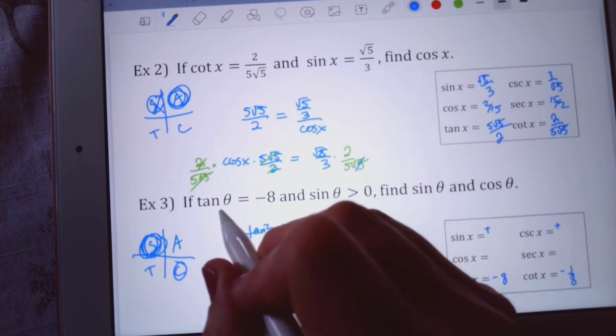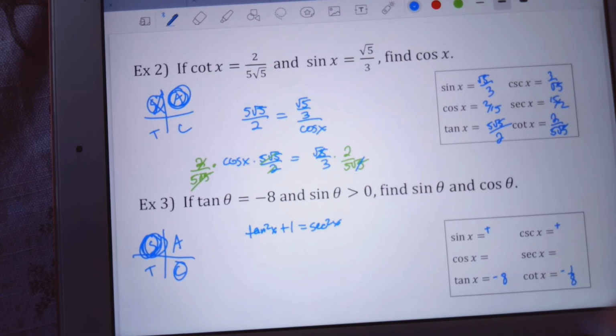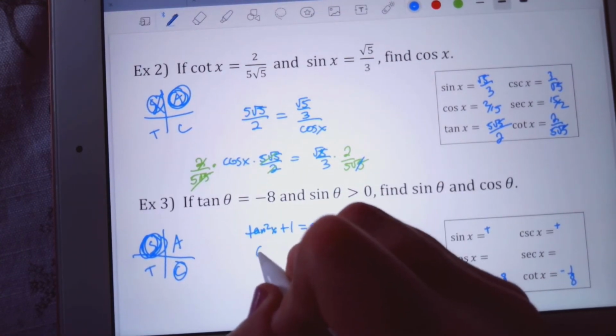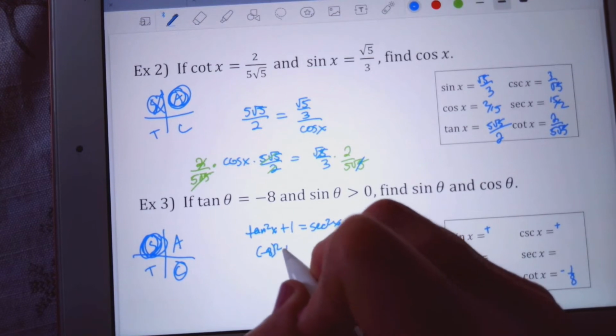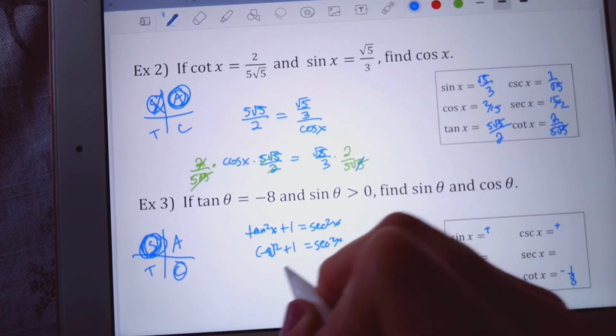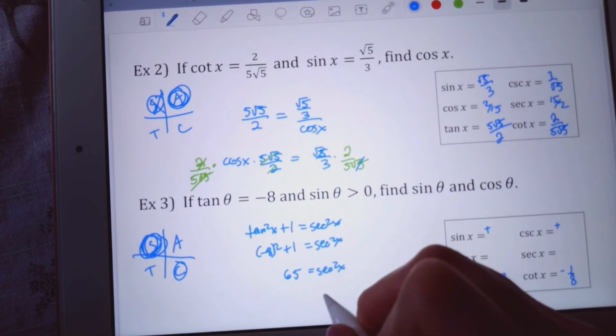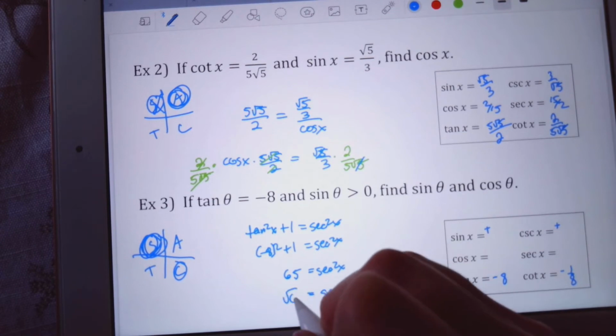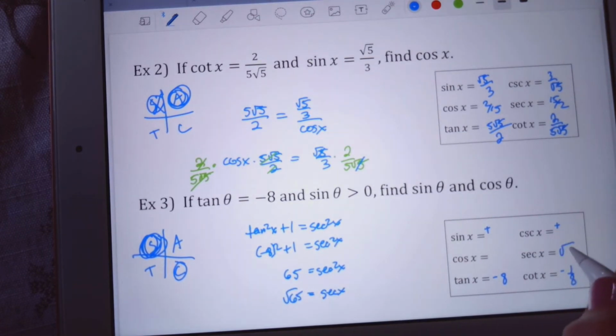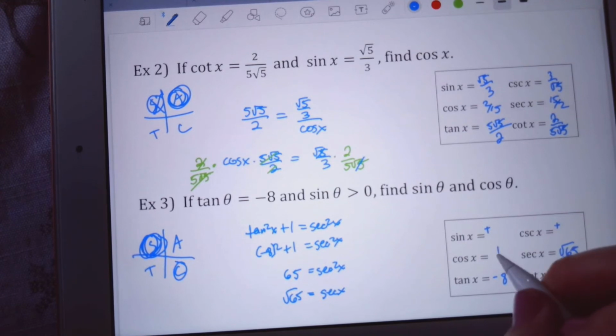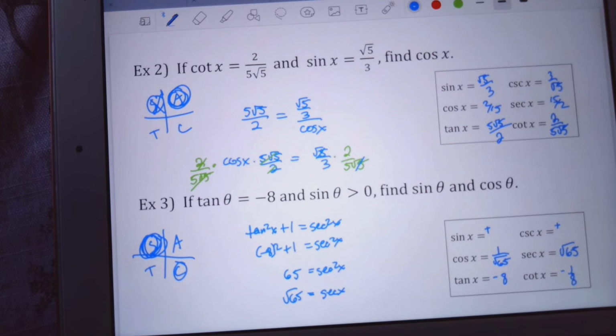Now I'm using x here, and I realize there were thetas in the problem, but same difference really. So right here I got -8, I'm squaring it, plus 1 equals secant squared. So that means I have 64 plus 1, so 65 equals secant squared. And so that means secant is the square root of 65. Which means my cosine is 1 over the square root of 65. Okay, and my cosine, I should have said plus or minus, because actually we forgot to say right here, sine's positive, but cosine's negative over here. So these are both negative.